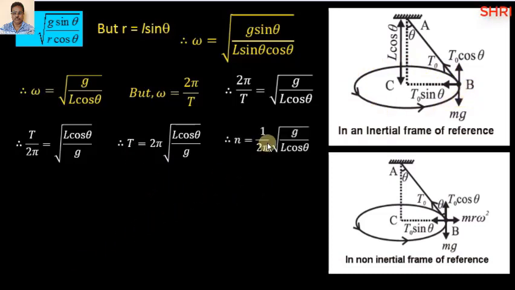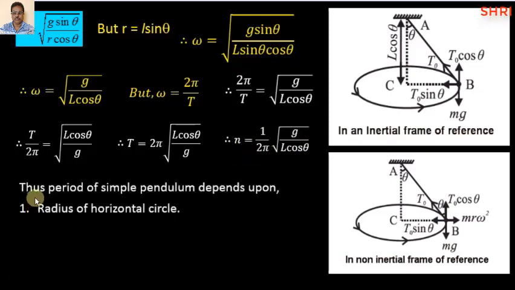From that we can obtain the expression for frequency. Frequency is the reciprocal of period. Therefore, from the expression for period, we get the expression for frequency: n equal to 1 upon 2 pi under root g upon L cos theta.